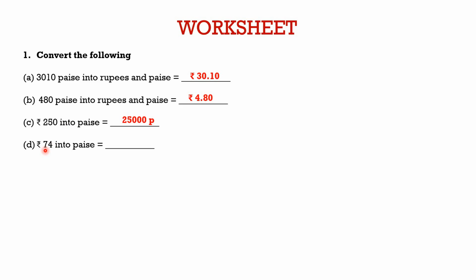And the next one is rupees 74 into paise. So whenever you want to convert into paise, you multiply by 100. So when you multiply 74 by 100, you get 7,400 paise. So always remember, while converting into rupees, you have to count two numbers and put a point. And while you're converting into paise, you have to always multiply by 100.